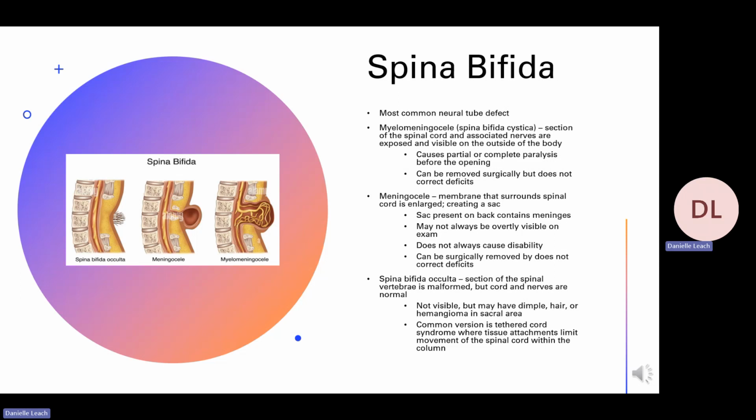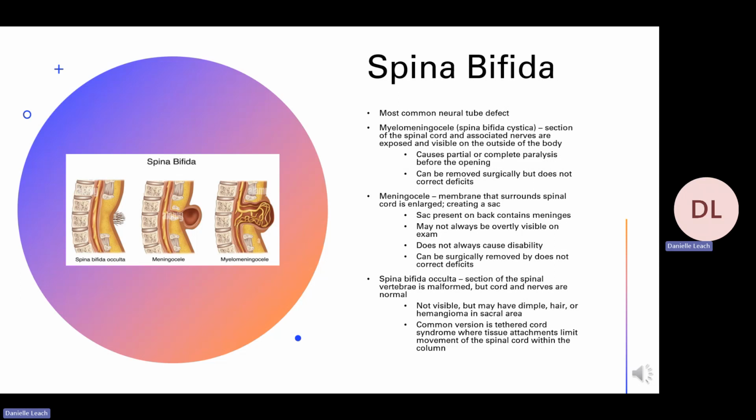There are 3 different types of spina bifida. The first type is called myelomeningocele. Another word for it is spina bifida cystica. This is where a section of the spinal cord and the associated nerves around the spinal cord in that area are actually exposed and visible on the outside of the body. This can cause partial or complete paralysis below the opening, basically above or below where the opening is, if that makes sense.